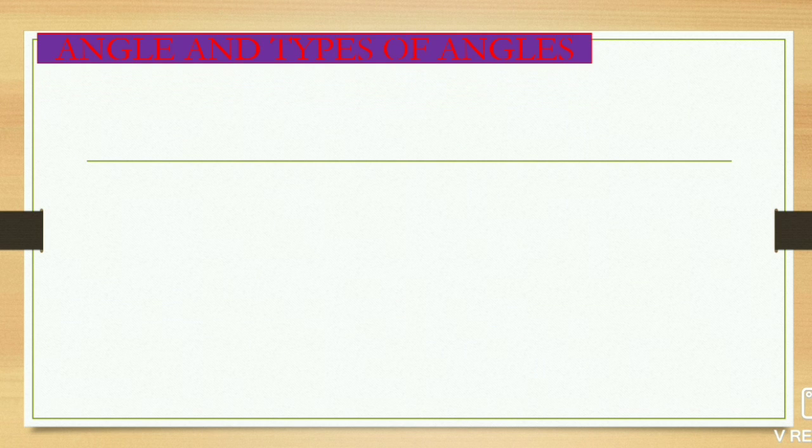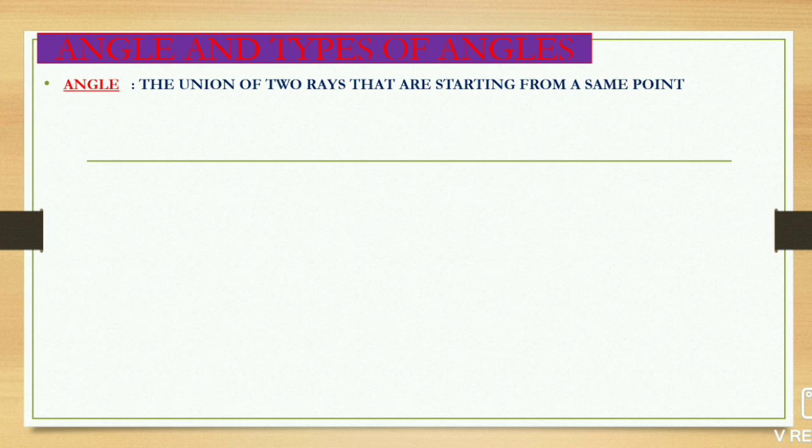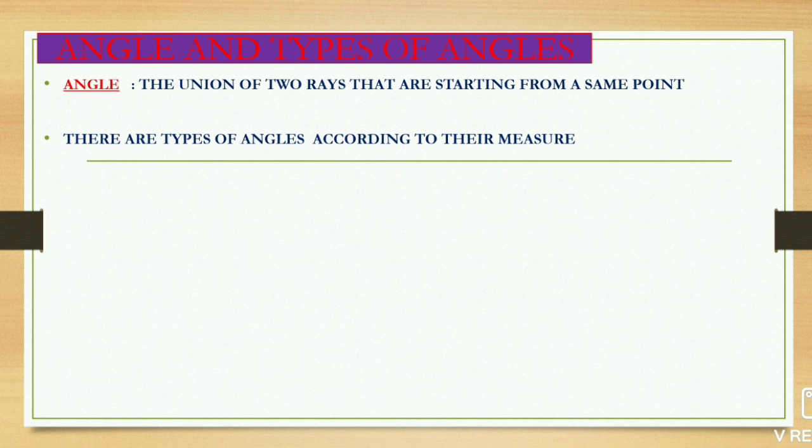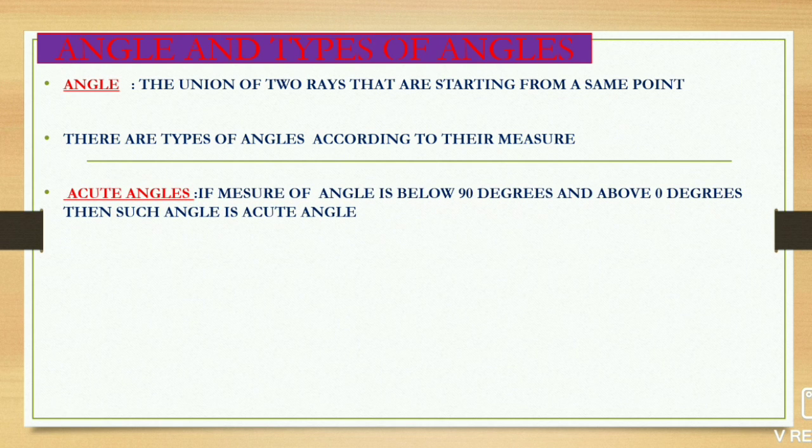Now, angle and types of angles. Once again, see the definition of angle: the union of two rays that start from the same point. There are types of angles according to their measure. Acute angle: if the measure of an angle is below 90 degrees and above 0 degrees, then such an angle is an acute angle. For example, 30 degrees, 60 degrees, 40, 55 like that.